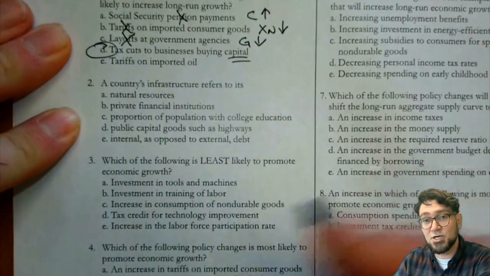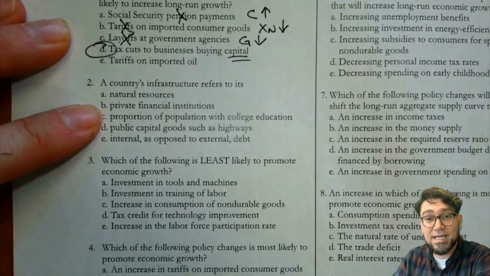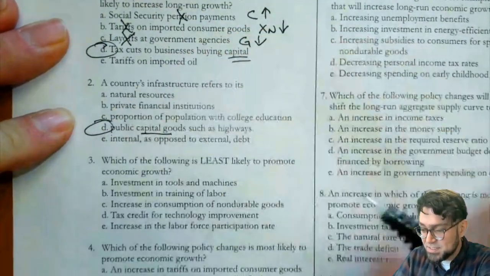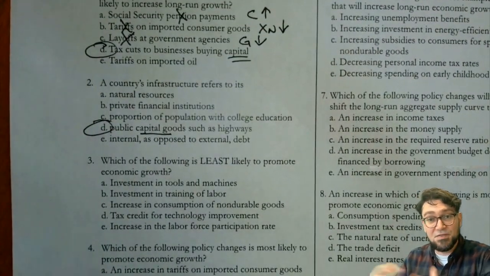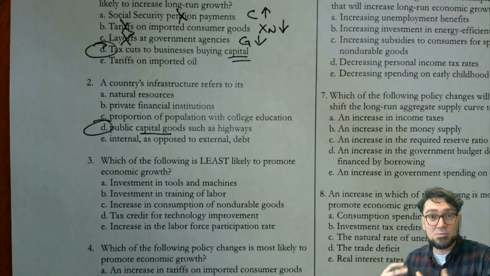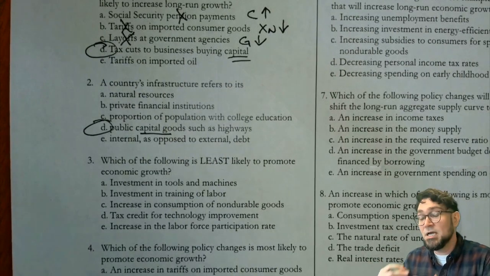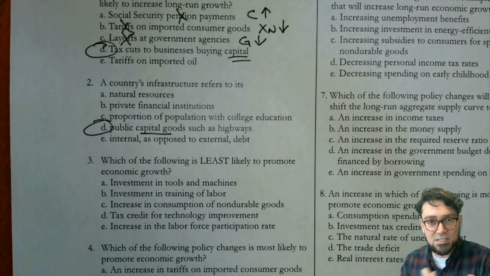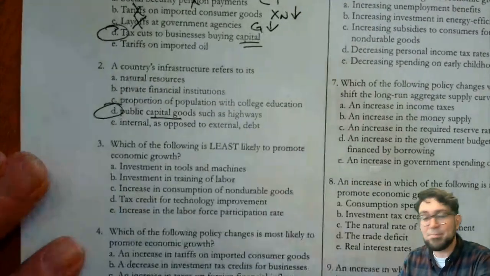Two, a country's infrastructure refers to its public capital equipment. Those are things like highways. So it's capital goods, things that are used to produce other things, but it's the things that are owned by the government. They could be the highways, they could be the ports. If those are owned and operated by the government, if your railway network is, if your electrical grid is operated by the government, or in some ways it often is, those would be public capital goods.